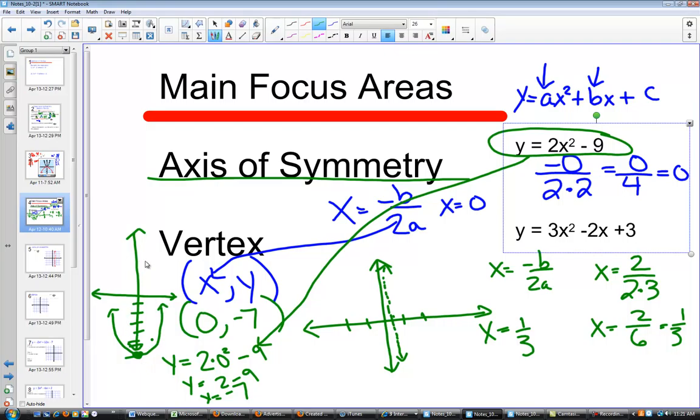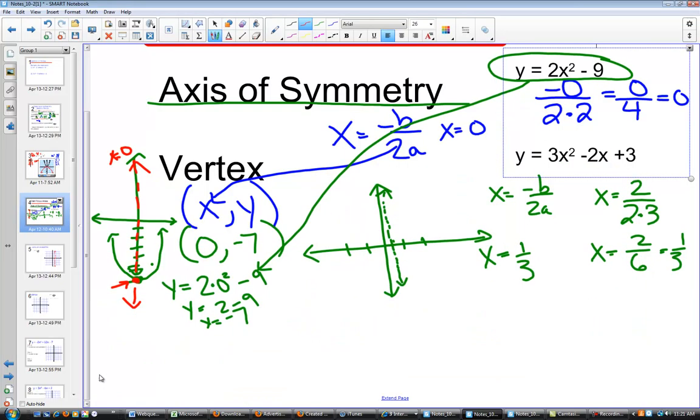So it's actually going to open upward like this. Okay, so the axis of symmetry is right here on the y-axis, where x equals 0 is the equation of that line. Our vertex is our minimum point. This is our vertex, and it's a minimum. Okay, so we're going to talk about those 2 topics today big time.